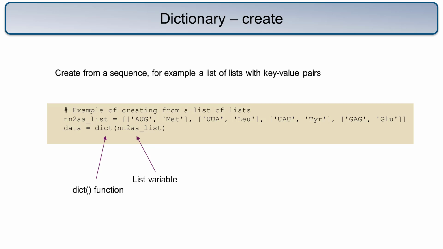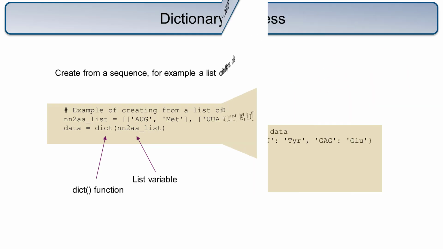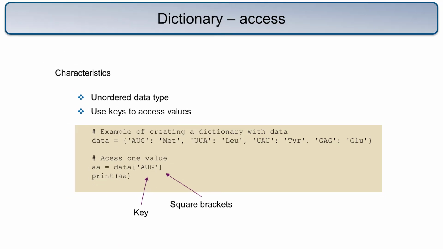This function converts the list of lists to a dictionary with key-value pairs. The return from dict is a dictionary, and in this example assigned to the variable data. Since the order of the key-value pairs does not matter, we cannot access the values using an index. Instead, a value in a dictionary needs to be accessed using the key. For example, the value of the key AUG in the dictionary is accessed by writing the key name between square brackets, after the variable name, and thereafter the matching value is assigned to the variable AA.